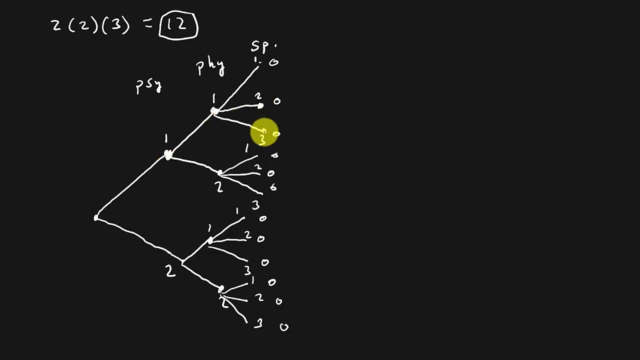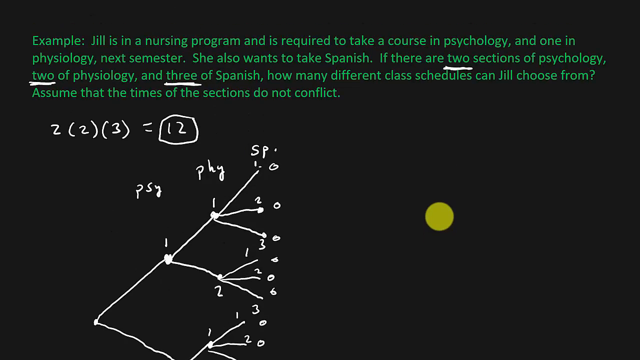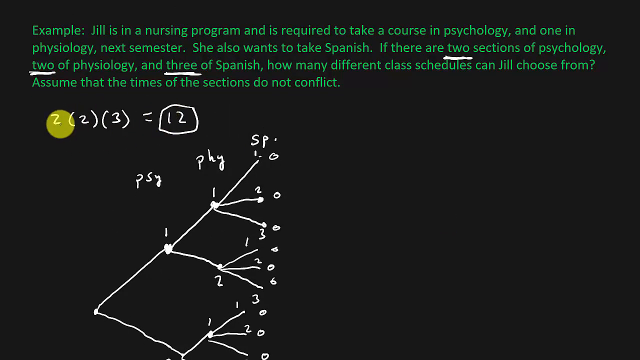So it gives you a visual of all the different possibilities there are. This one right here, when we just multiply them together like this, that just tells us how many different choices.